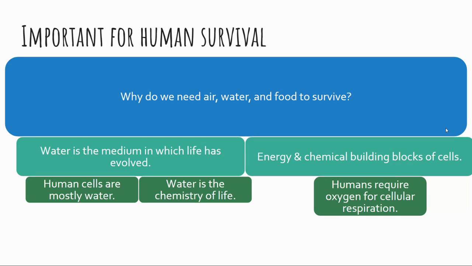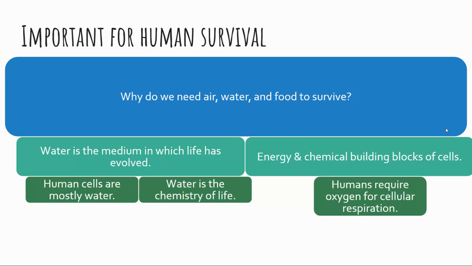So, important for human survival. Okay? Why do we need air, water, and food? Right? Let's just focus on us as humans. Why do we need air, water, and food? Well, water is the medium which gives us life. Right? Human cells, most of your body is water, okay, and water is also the chemistry of life. Water is a universal solvent, so a lot of nutrients dissolve in it. It transports materials within our body. That's why our body is typically made up of mostly water.